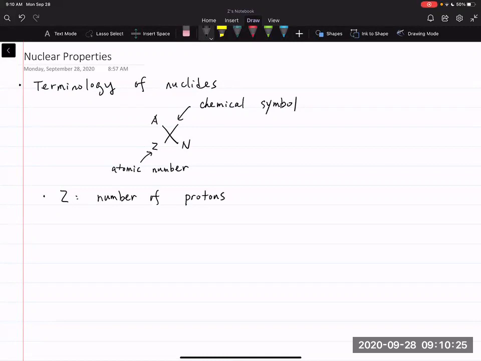Since the entire atom is neutral, the number of protons is the same as the number of electrons. In other words, the number of protons also gives the charge of the nucleus. If you know the Z and its number of protons, then the charge of the nucleus will be positive Z times E. And as I just briefly mentioned, the number of protons is also the same as the number of electrons.